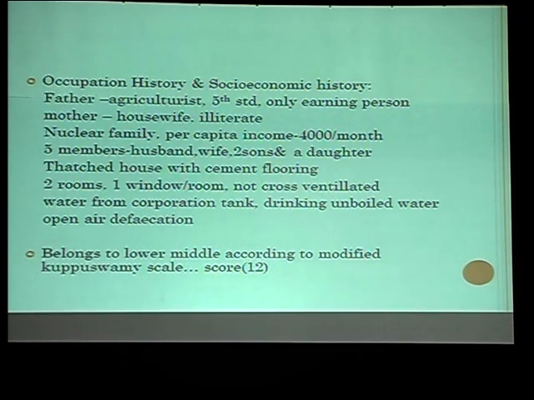They live in a thatched house with cement flooring, 2 rooms, 1 window per room, not cross-ventilated. The water they drink is from the corporation tank. They drink unboiled water and practice open-air defecation. They belong to a lower middle socioeconomic strata. As per the modified Kuppuswamy scale, the score comes to 12.